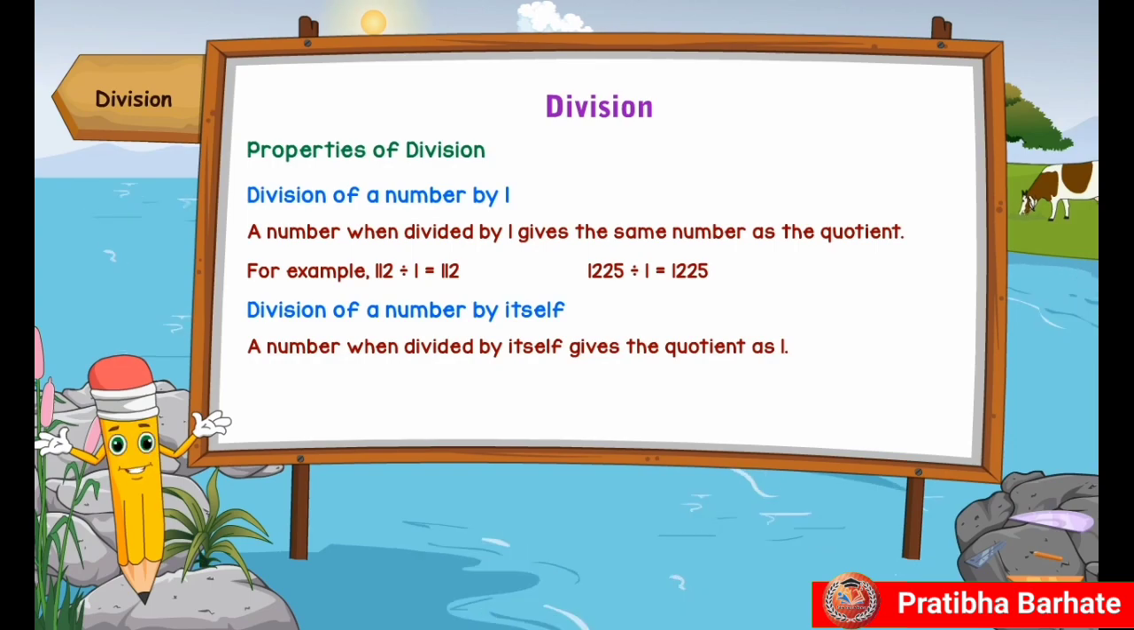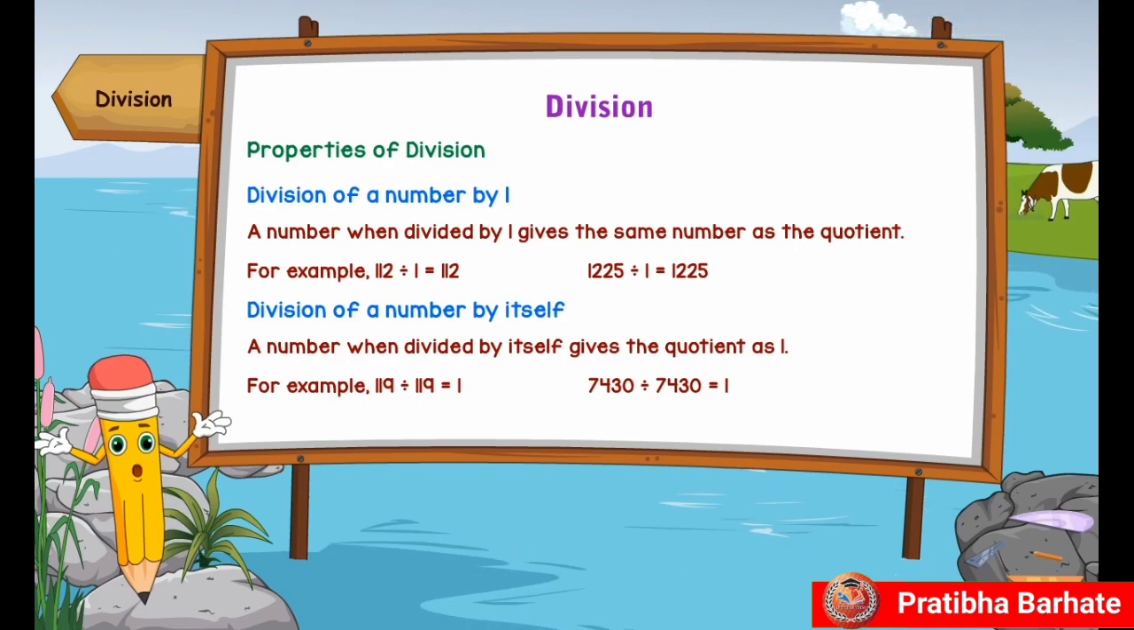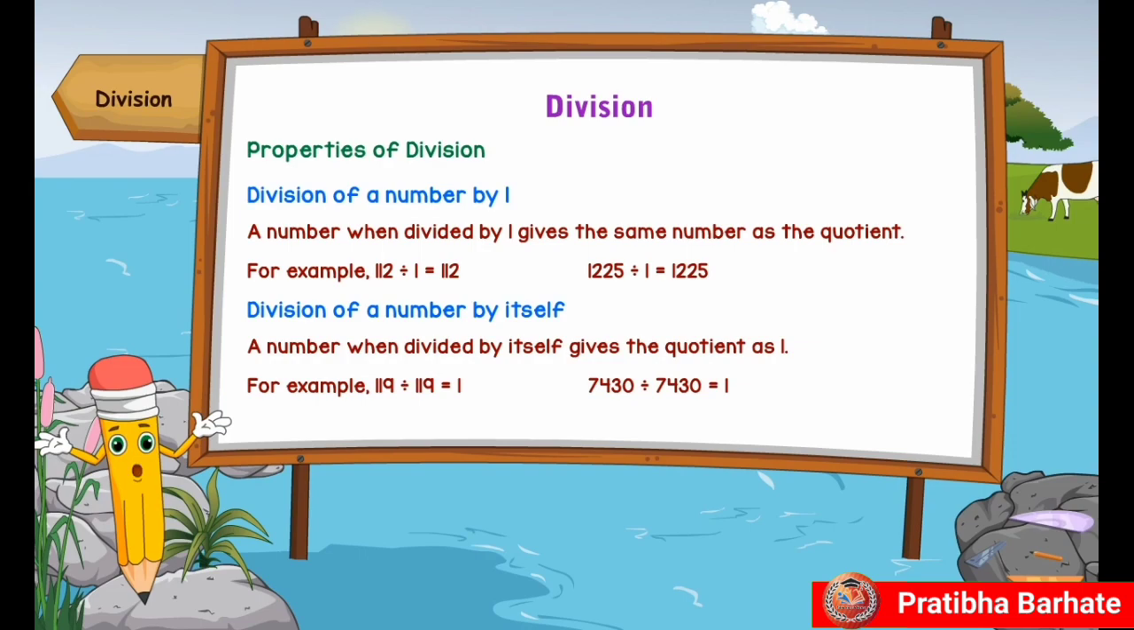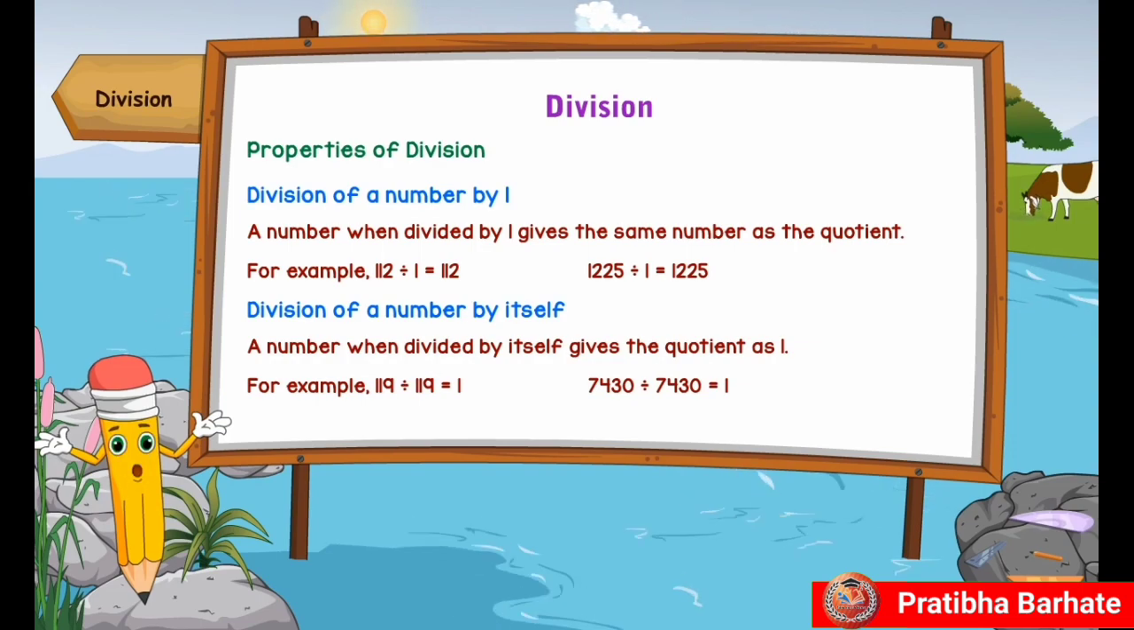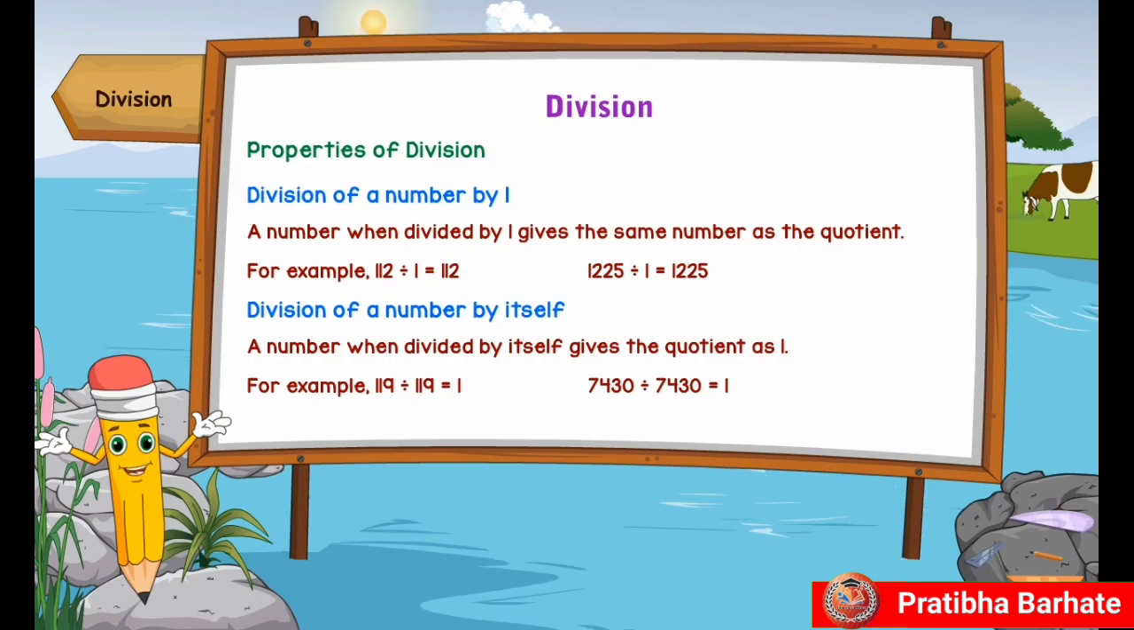Division of a number by itself. A number, when divided by itself, gives the quotient as 1. For example, 119 divided by 119 is equal to 1. 7430 divided by 7430 is equal to 1.